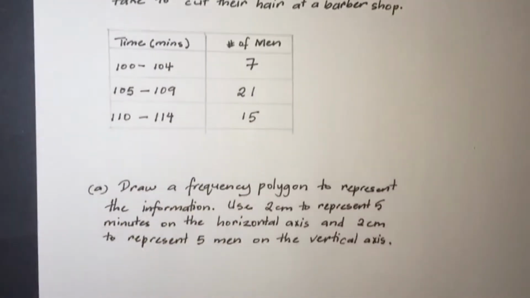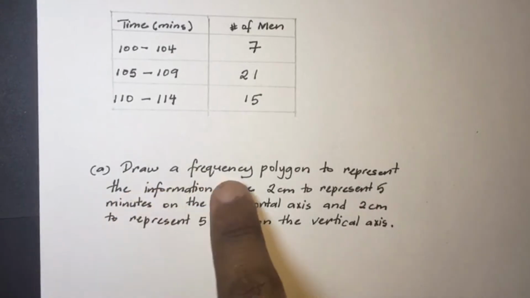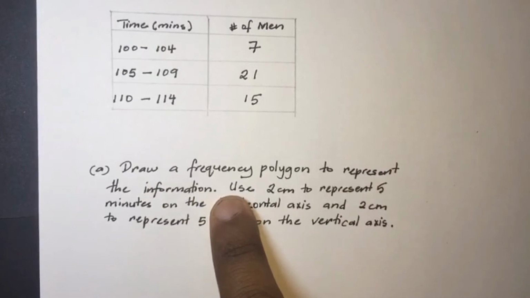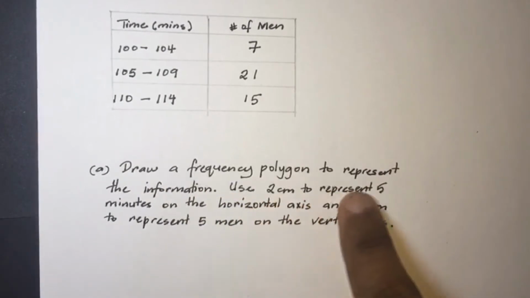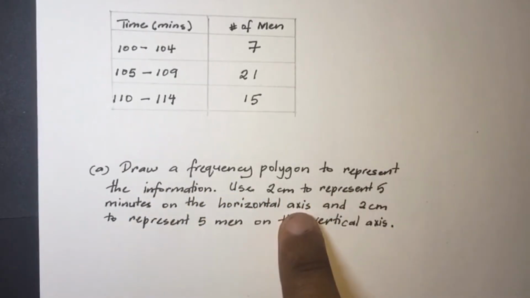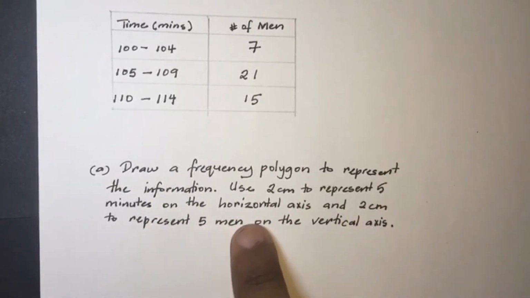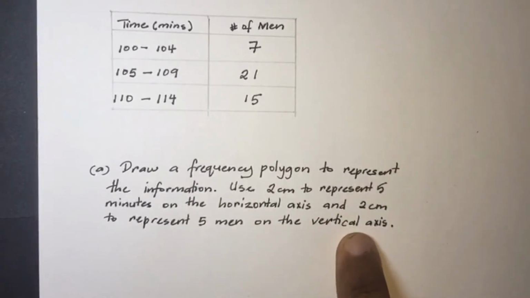The question is, we are to draw a frequency polygon to represent the information. Use 2 centimeters to represent 5 minutes on the horizontal axis, which is the x-axis running from left to right, and 2 centimeters to represent 5 men on the vertical axis running north to south.